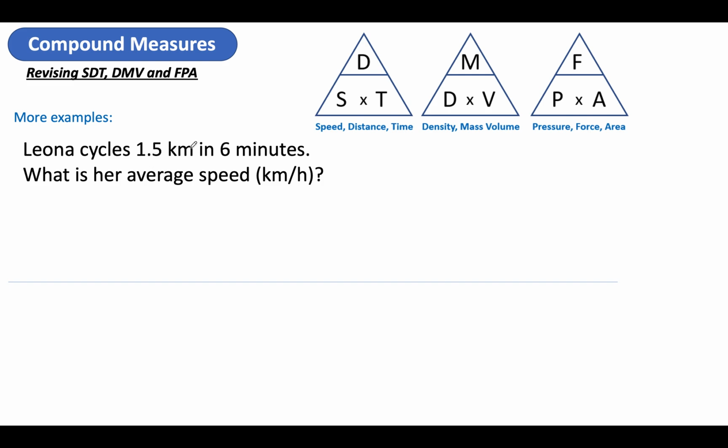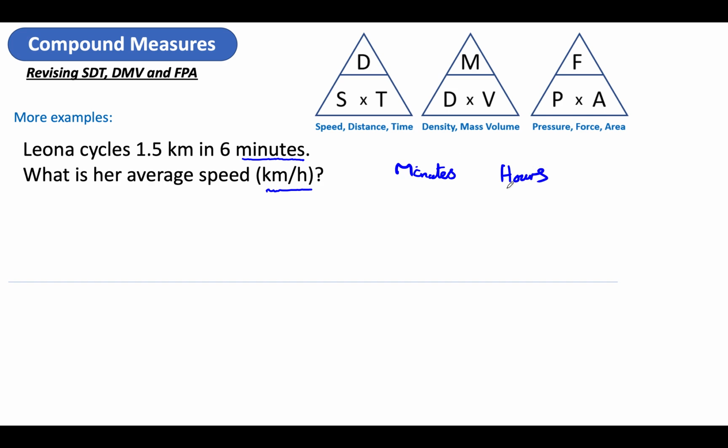Leona cycles 1.5 kilometers in 6 minutes. What's her average speed? And they're telling us what units they want us to use here, which is kilometers per hour. Now, because they want it in kilometers per hour, we must be working in kilometers per hour. So the first thing I'm going to need to do is change my minutes, because in my question I've got 6 minutes. I need to know that as hours. Right, minutes. Let's put that as actual minutes. Sorry about the writing, I'm writing on this little graphics tab, which I'm useless at. And I want that to be hours.